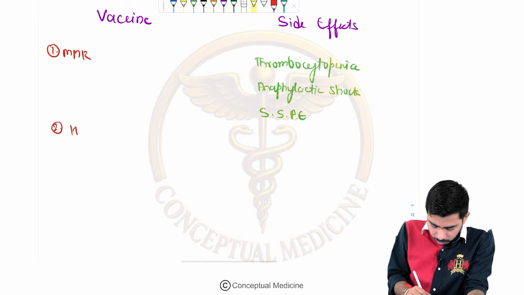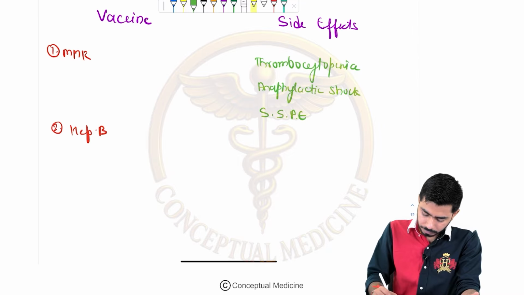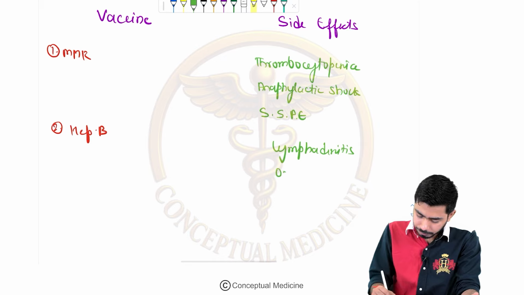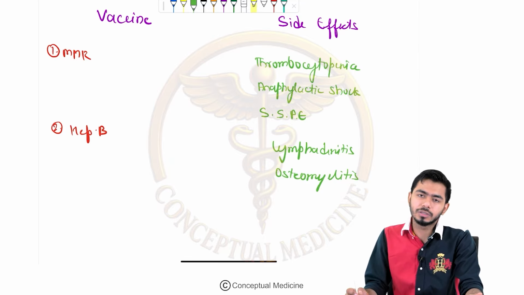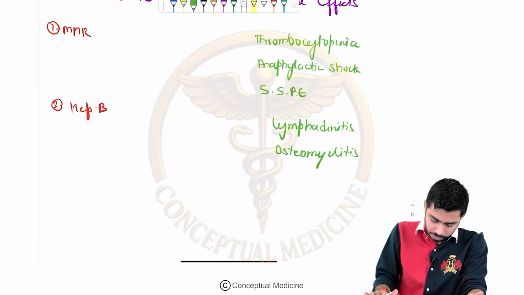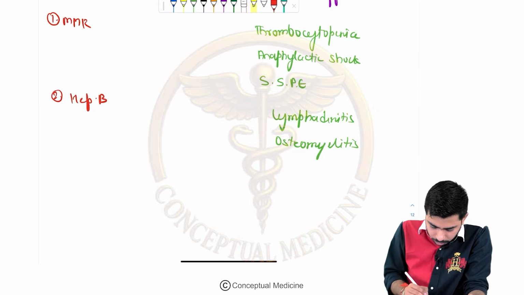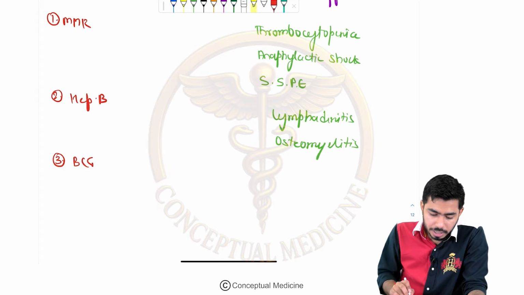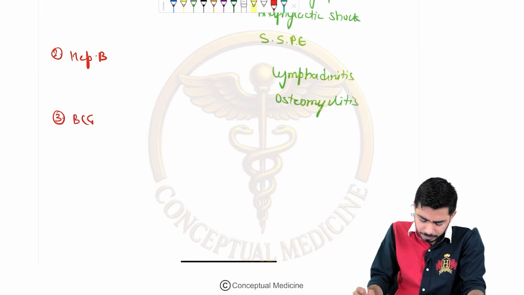The next one we shall talk about is hepatitis B. Hepatitis B might cause lymphadenitis in some patients, or osteomyelitis, mainly in the younger age group, because the vaccine is given in the younger age group only. Then the third one is the BCG vaccine, and for BCG we shall be talking about lymphadenitis and osteomyelitis.